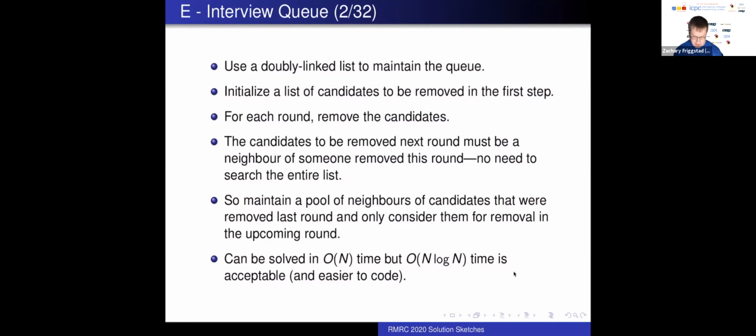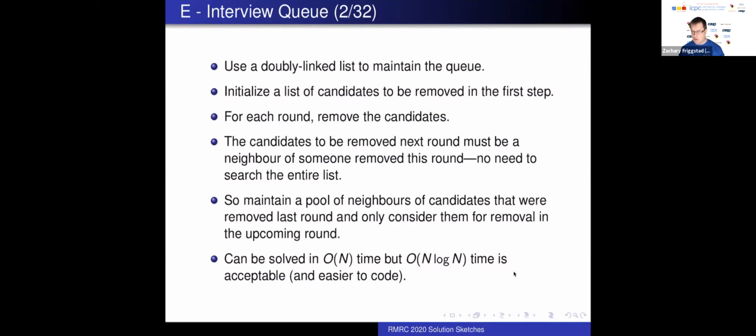Yes, good. Okay, so I'm going to finish up with the last few problems, and this is certainly into the harder portion of the contest. First, we have interview queue. We're presenting them in order of first solved, but this one was only solved by 2 teams.